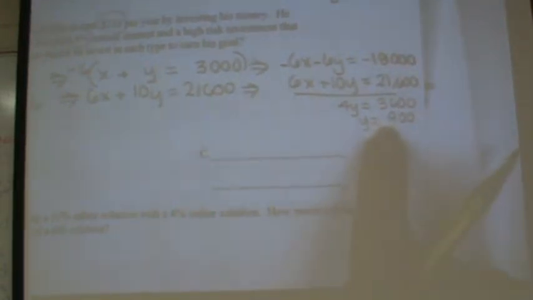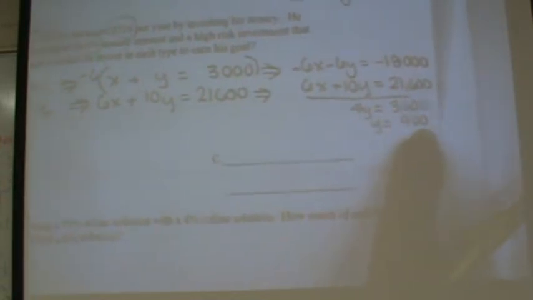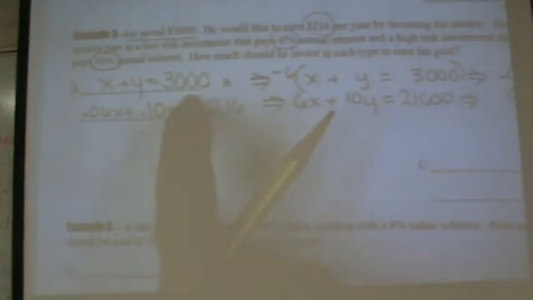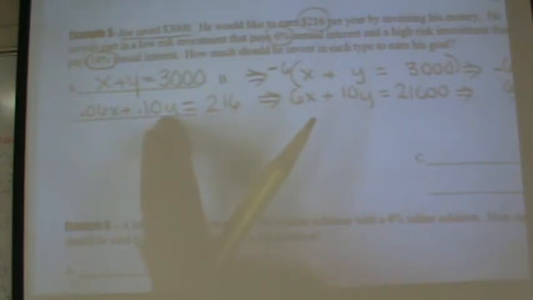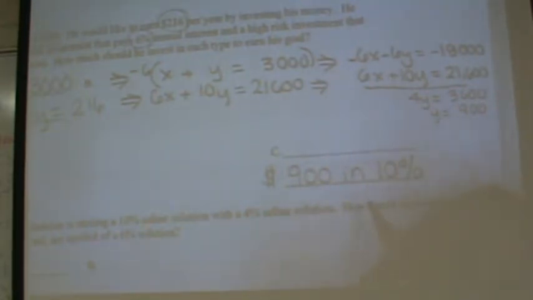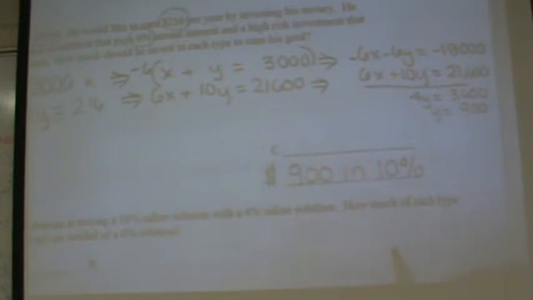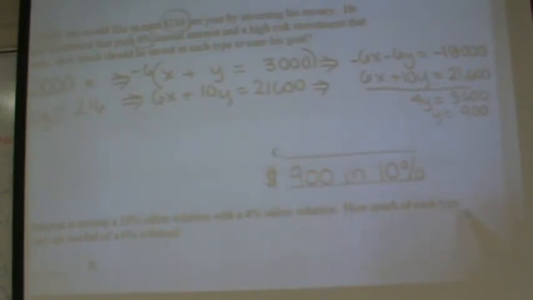So what does this mean? 900. Why 900? Value that you're earning. So out of the $3,000, we're gonna put, what is the Y account? That's the 10% account. So we're gonna put $900 in the 10% account. We're not gonna put as much in that account because it's high risk. Because you might lose it, so it's risky.